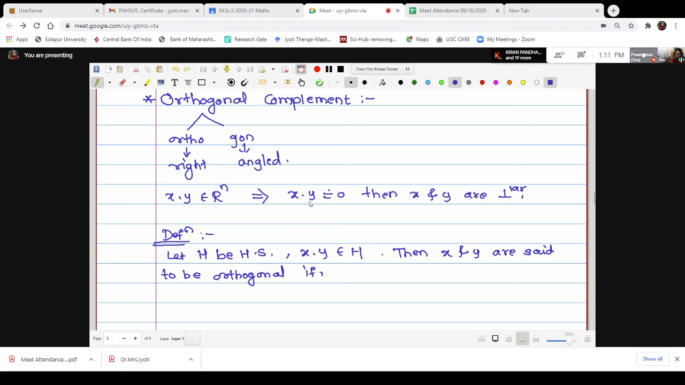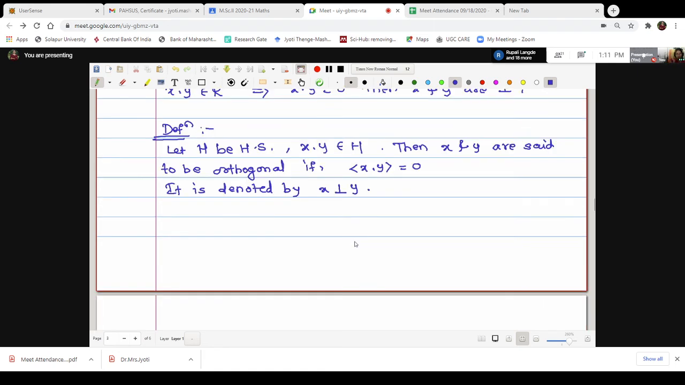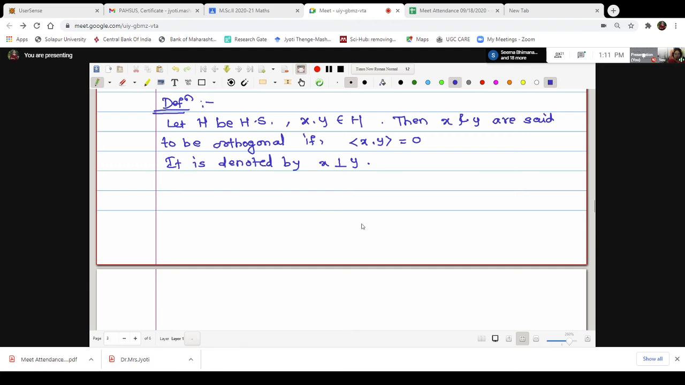Now, what I told you in the starting lecture of Hilbert spaces, dot product is generalized to inner product spaces. Therefore, the condition here is inner product of x and y is equal to 0. Instead of x dot y is equal to 0, now we are writing inner product is 0. And it is denoted by x perpendicular y. We are familiar with this perpendicular symbol. Now we will go to understand some properties of the orthogonality.